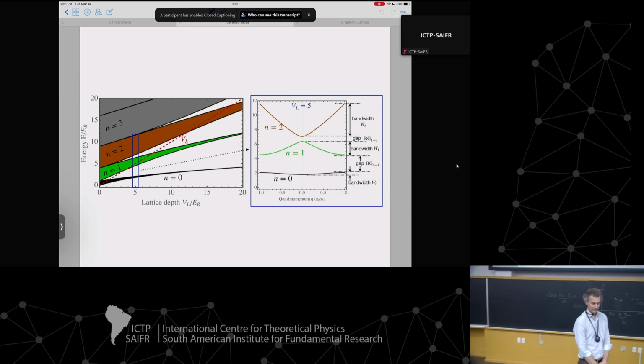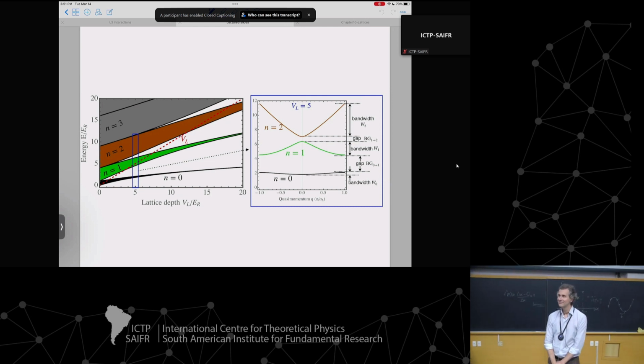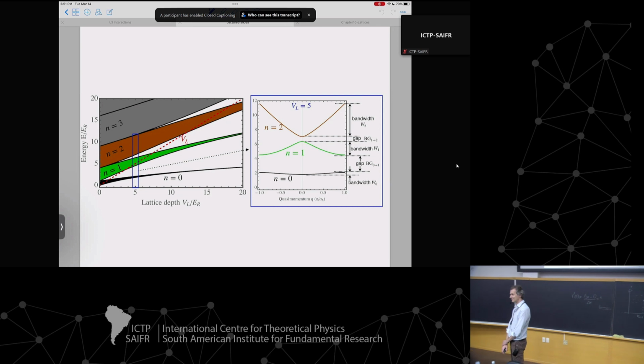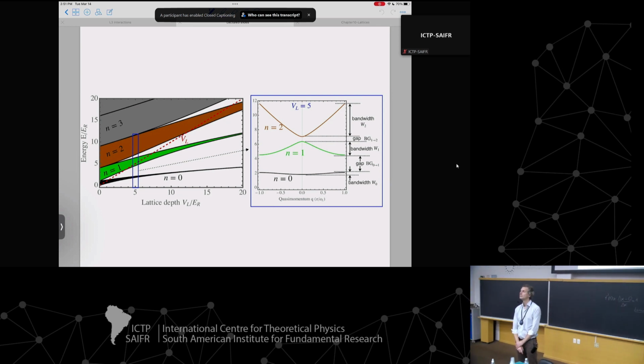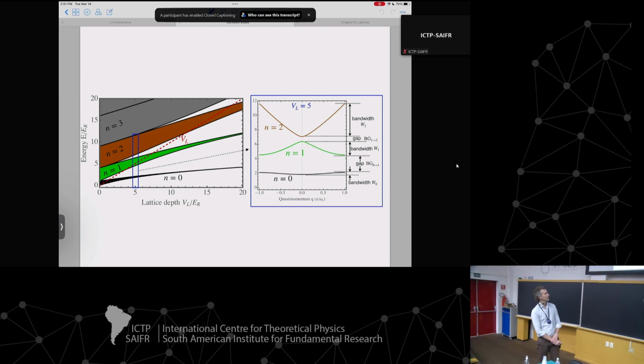Other questions? Do you want a microphone? Thank you. What orders of magnitude can you usually reach with this parameter, U over T? It can be as large as you want, in that the lattice depth we can realize in the lab is 1,000, so that's e to the 60.